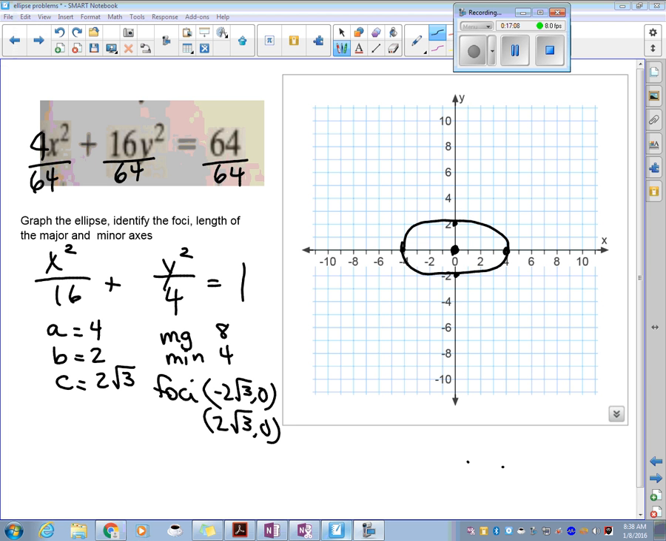All right, so again, the major axis was 8 units, the minor axis was 4 units, the foci are -2 square roots of 3, 0, and 2 square roots of 3, 0, because it's over here that we have the foci. Okay, the foci are on the major axis.